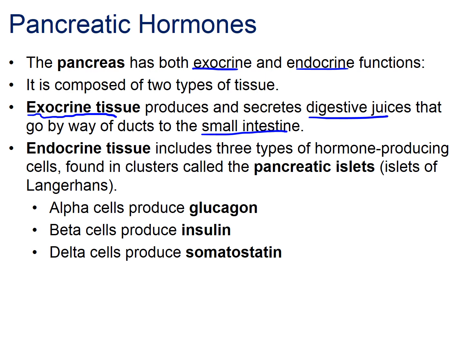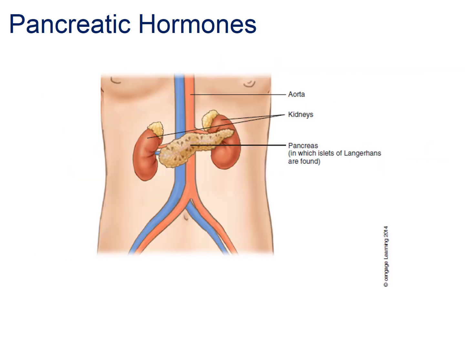There are three types of cells in the pancreas. We have the alpha cells, which produce a hormone called glucagon. We have the beta cells, which produce a hormone called insulin. These cells are grouped in clusters that are referred to as the pancreatic islets or the islets of Langerhans. Finally, there is a third type called delta cells, which produce somatostatin, but we won't be focusing on that. We will just talk about glucagon and insulin. This slide just shows you where the pancreas is located in case you've forgotten, but you should remember from the digestive system.